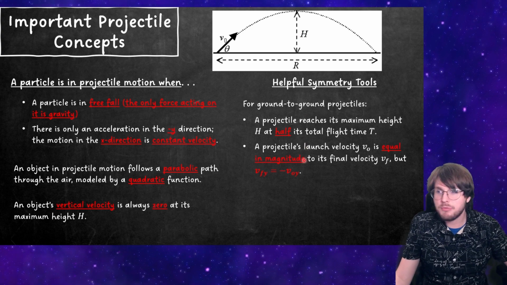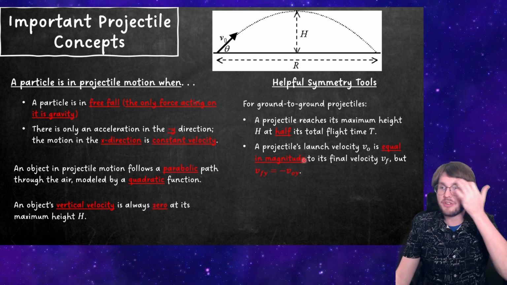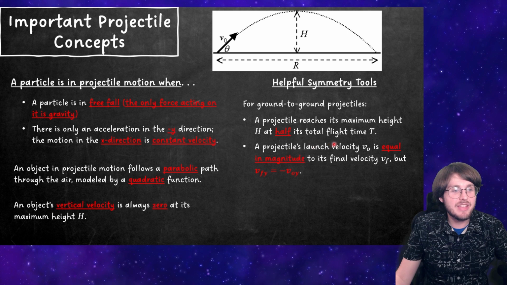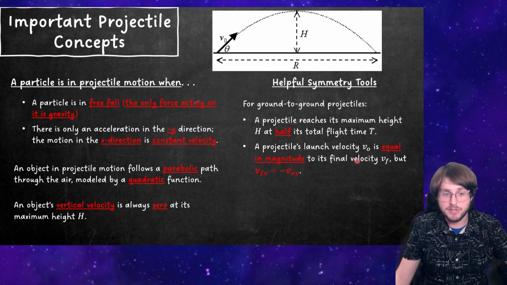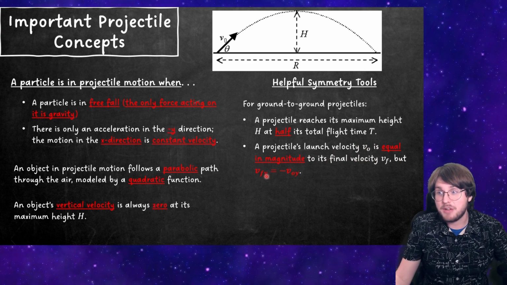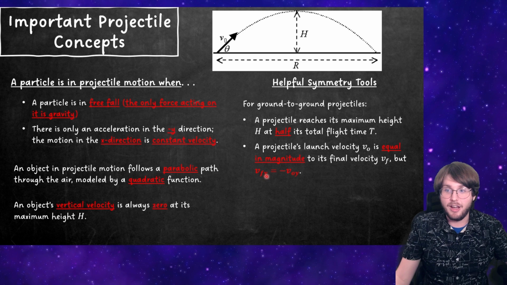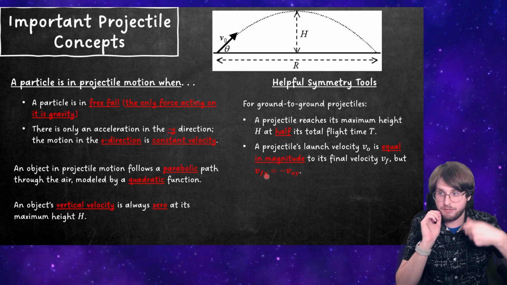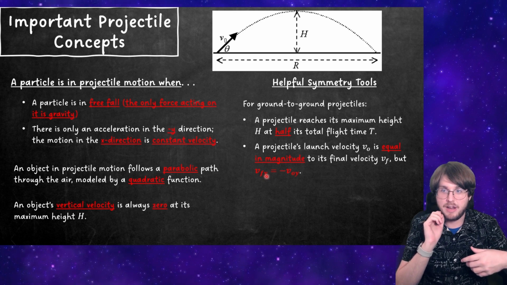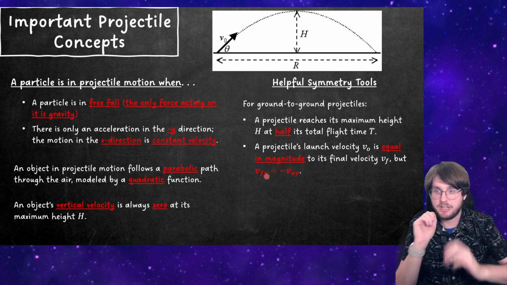And another helpful thing to keep in mind if you have to figure out something about the final velocity is that a projectile's launch velocity is equal in magnitude to its final velocity, but as we're going to find with one of our examples coming up, the final y velocity is going to be the negative variant of the initial y velocity.